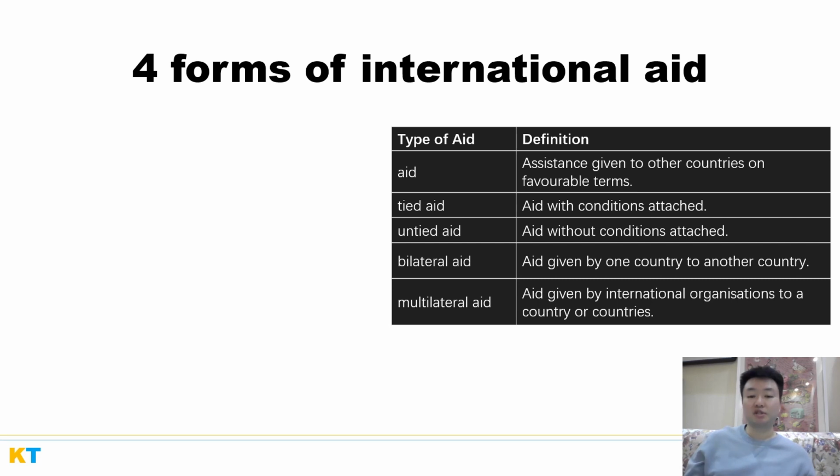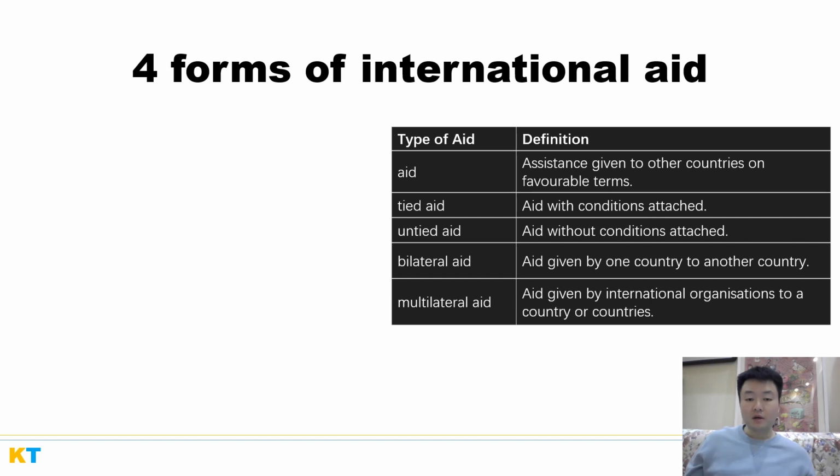So there are four really forms of international aid. Aid itself is just assistance given to other countries on favorable terms. And tied aid is aid with conditions attached. And I'll give examples as soon as we're finished the definitions. Untied aid is aid without conditions attached. Bilateral aid is aid given by one country to another country, whereas multilateral aid is aid given by international organizations to a country or countries.